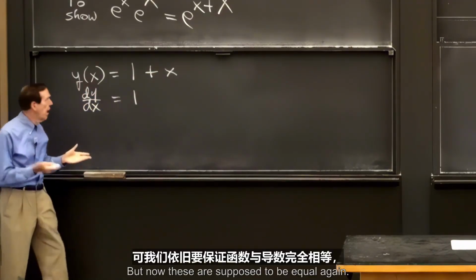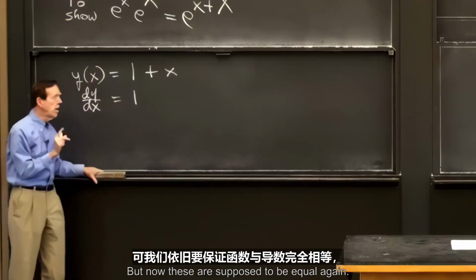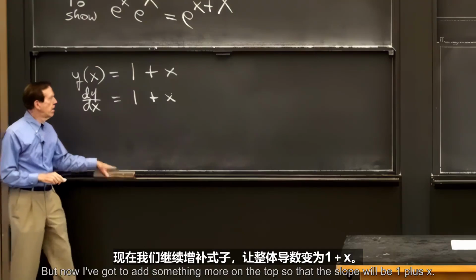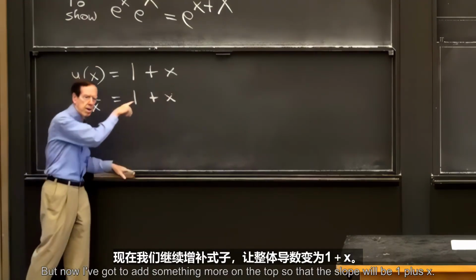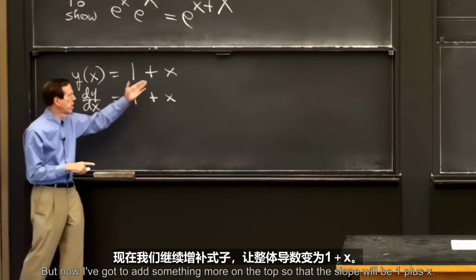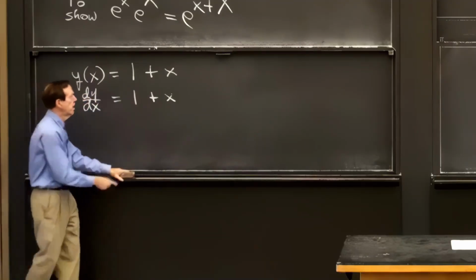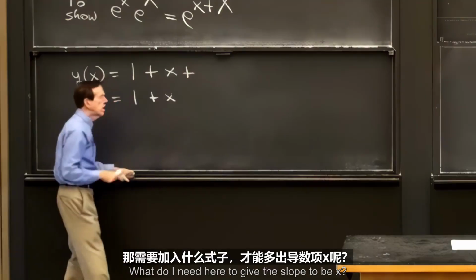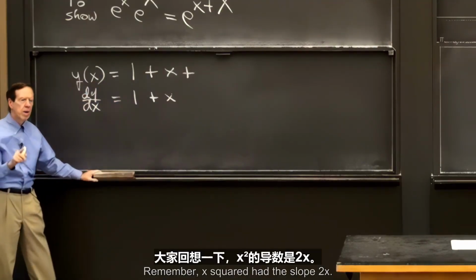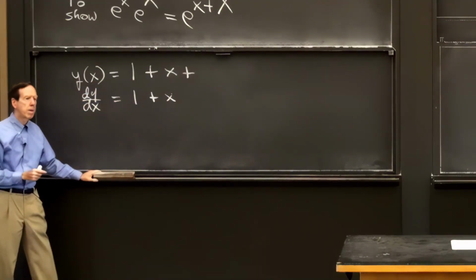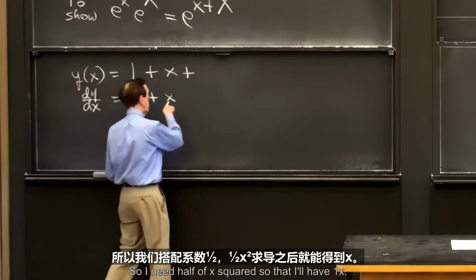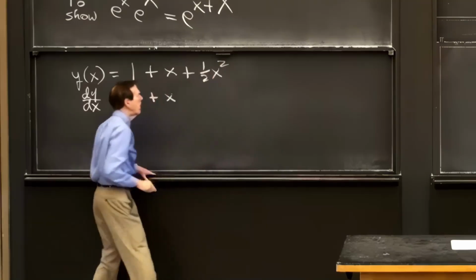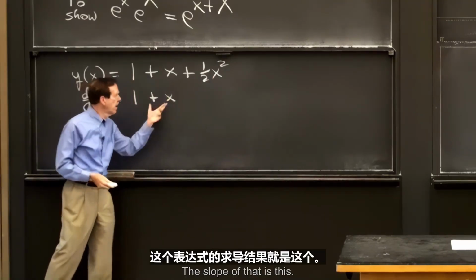But now these are supposed to be equal again. So I have to put this x also here. But now I've got to add something more on the top so that the slope will be 1 plus x. The slope of the x was 1. What do I need here to give the slope to be x? Remember, x squared had the slope 2x. So I need half of x squared so that I'll have 1x. Good. The slope of that is this.